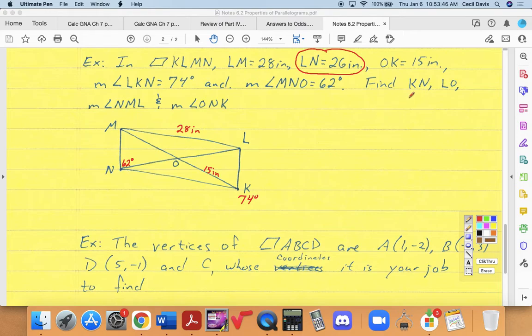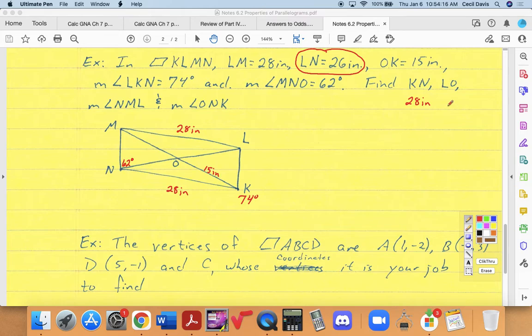What's the length of KN? 28 inches. That's pretty easy. Is there ever going to be a time where we have to prove that? No. It's now a property that you know for parallelograms. If you know it's a parallelogram, you know that those opposite sides are going to be congruent. So you could just say because it's a parallelogram. Now, if we don't know it's a parallelogram, we can't do that.